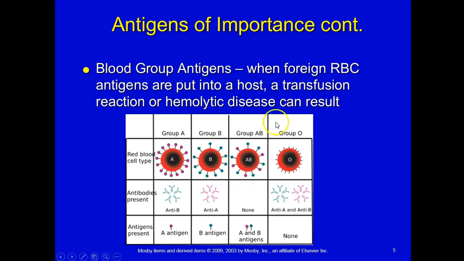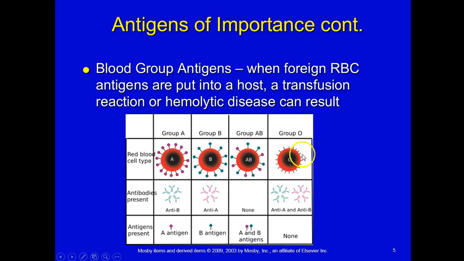Same thing if you were to give a B person A blood, because you would have anti-A antibodies attacking their blood. You can see that group AB, they don't have any antibodies because they have both. So an AB person can get group A blood, group B blood, or group O.